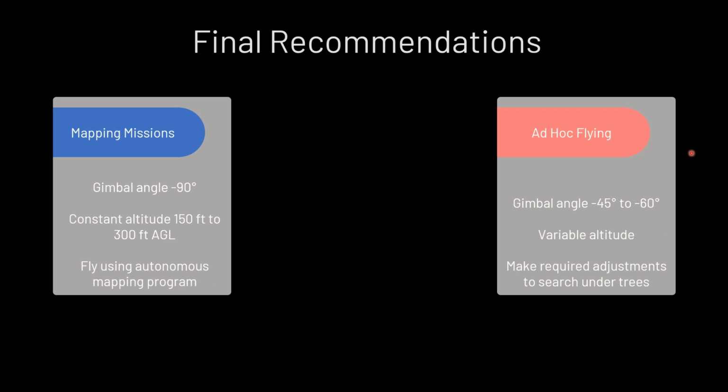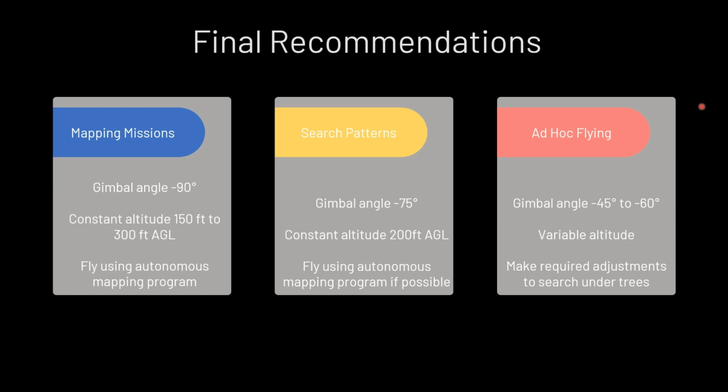On the other end of the spectrum, if you're doing ad hoc flying, looking for a subject, following trails, paths, waterways, that sort of thing, go ahead and set the gimbal angle somewhere between -45 to -60 degrees to get the benefit of what we just looked at with the subject size. Variable altitude, you're going to be going up and down depending on the terrain and all those things, and make adjustments so that you can see under the tree canopy.